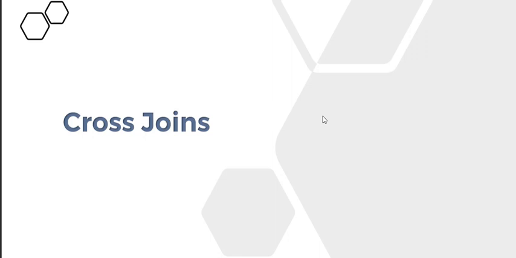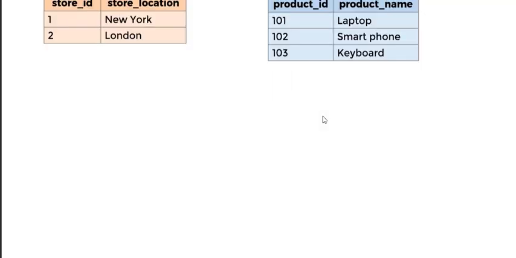Self join was completed. Let's see cross joins. We are going to look at cross joins. Let's get started. Here we have two tables, one for stores and one for products. Notice that these two tables have no link between them. In other words, there is no column or set of columns we can join the two tables on. However, we can still do a cross join between the tables.